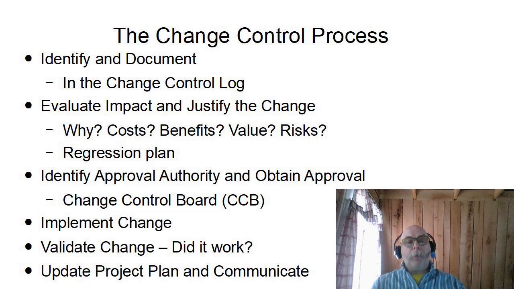So once you've obtained approval, then implement the change, validate the change. Did it work? Yes or no? Did it do what you expected it to do? Good or bad? And then update the project plan. And through this whole process, be sure to communicate the change to everybody this change can affect. So your control process is to identify, evaluate, get approval, implement, validate, communicate the change at all times.